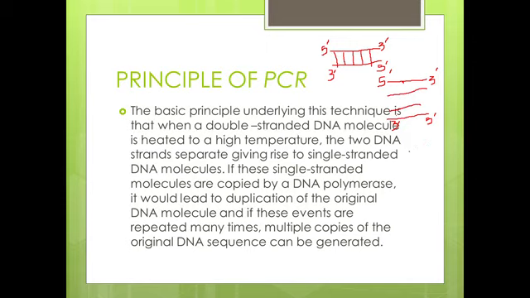If this process is repeated n number of times, after n cycles we will be able to obtain 2 to the power n molecules of DNA. Suppose we began with a single molecule of DNA, then after one cycle we will obtain two molecules of DNA, and after n number of cycles, the number of DNA molecules will be equal to 2 to the power of n.